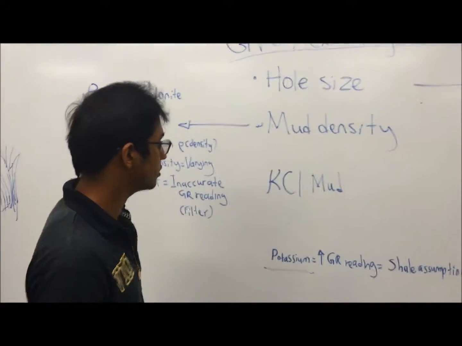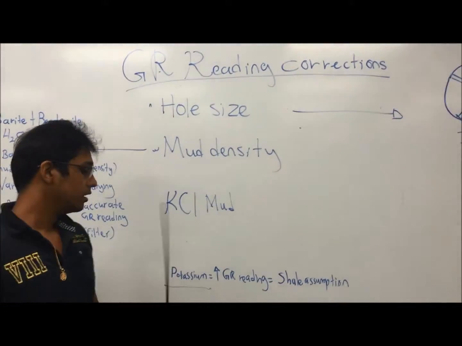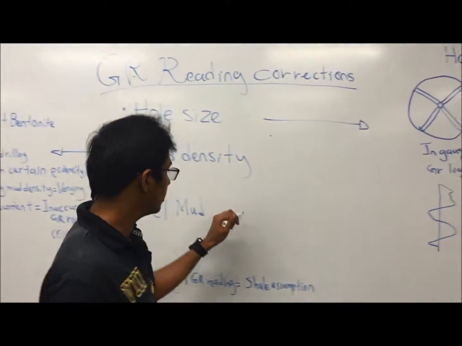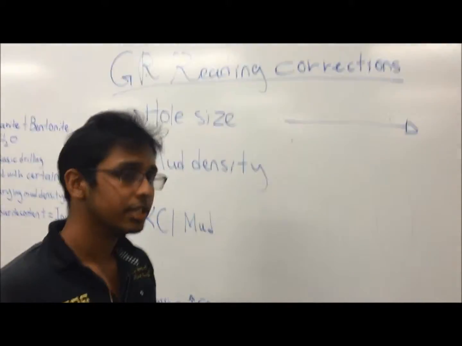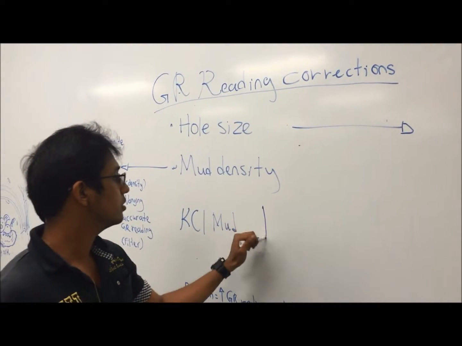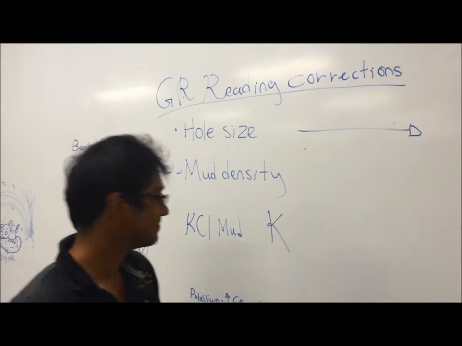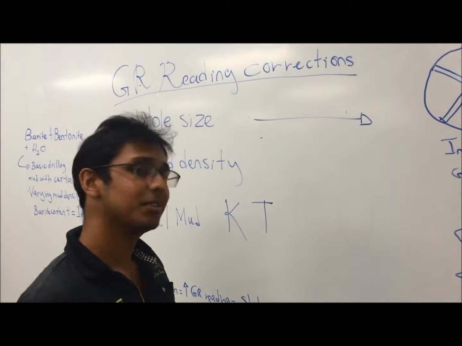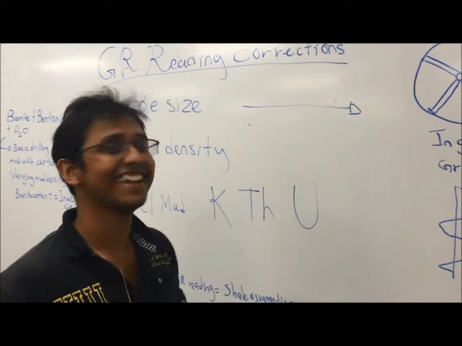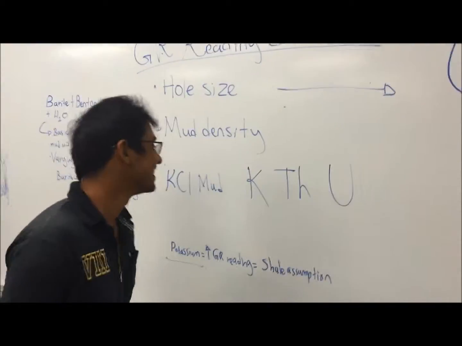And last but not least, we'll go for our KCl mud. Talk about KCl mud. I forgot to add this thing. Our GR log is affected by 3 main radioactive materials: potassium, thorium, and uranium.